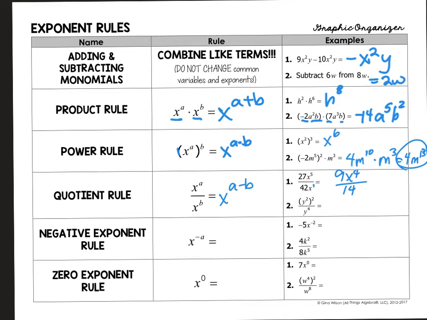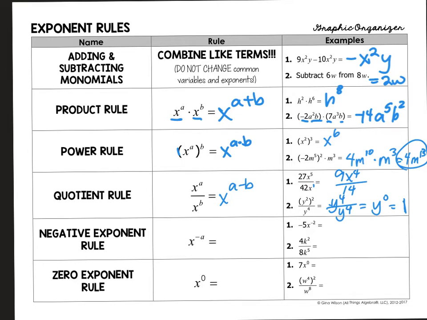Okay, problem 2, you actually have to simplify first. So y to the 2nd squared, you're going to use the power rule first, and you're going to do that as y to the 4th. And then on the bottom you have y to the 4th. And then you're going to subtract 4 minus 4 is y to the 0, which we'll learn about later, but that actually equals 1. And the reason why it comes out to be 1 is because anything divided by itself equals 1.